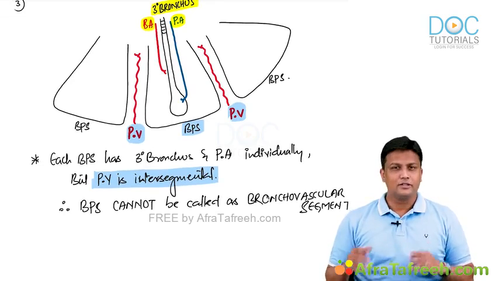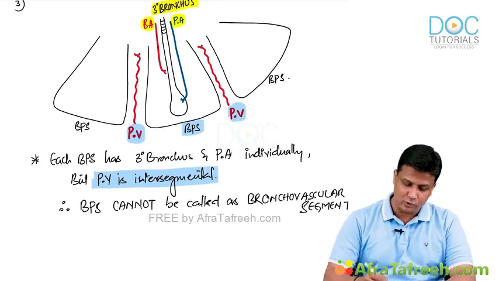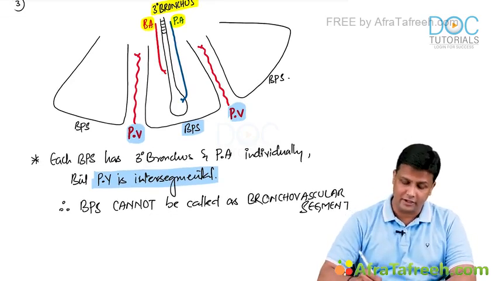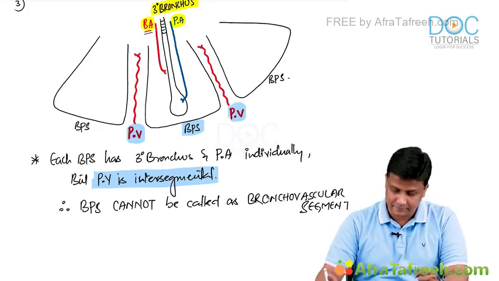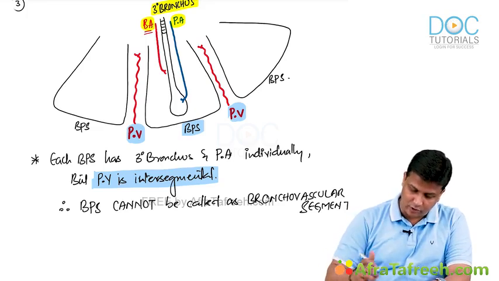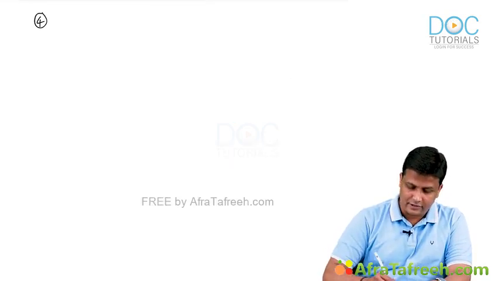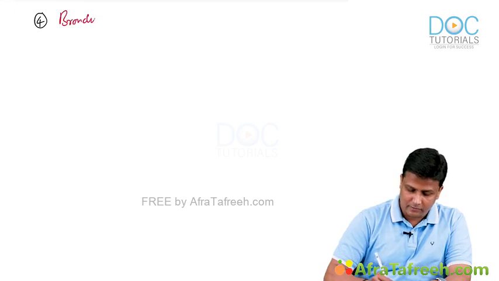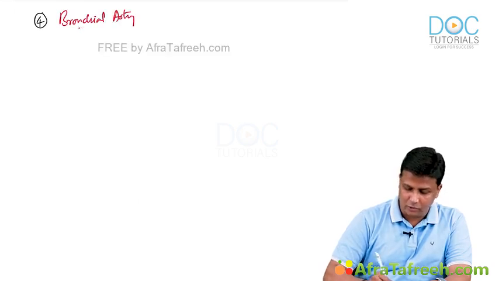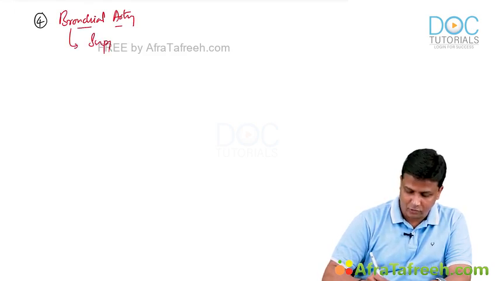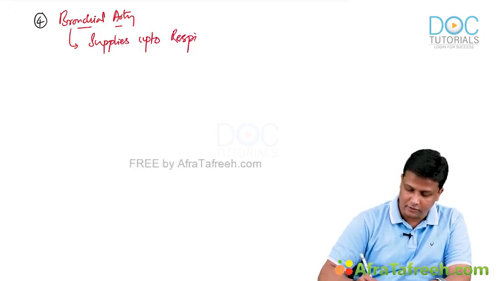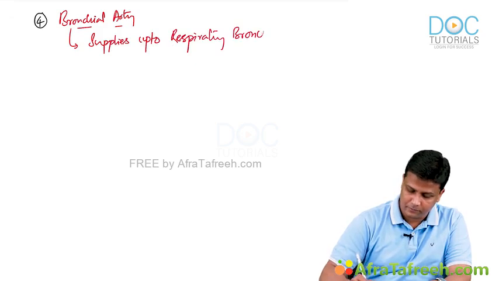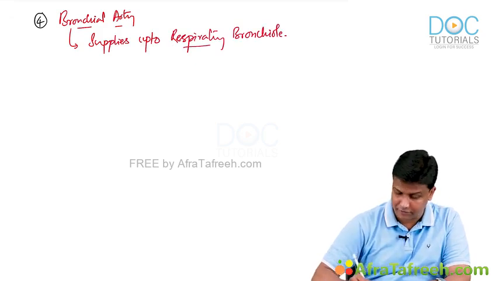After completing this concept, let me even tell you some important points regarding the bronchial artery here itself, so that you don't have to learn it again separately, guys. Let us write it as note number 4. In note number 4, let's learn about the bronchial artery. The first point you have to know is, up to where will the bronchial artery be supplying? Up to the respiratory bronchiole. Respiratory bronchiole, first important point.